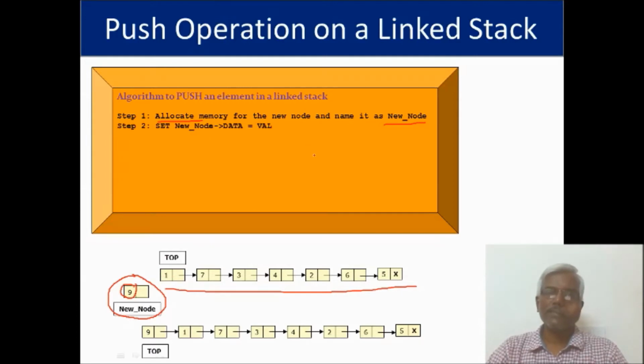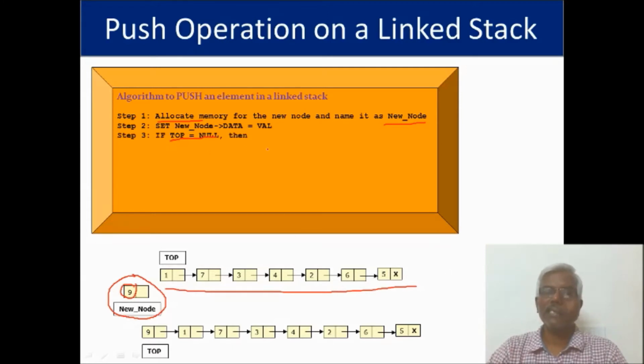Then what next? Now this is a push operation, so there are two possibilities. If initially the stack is empty, at that time we have to perform differently. If the stack is already available, at that time we have to perform differently. So here there is an if else statement. How can we identify whether the stack is empty or not? We already said in the previous slide what the empty condition is: if top is equal to null, this is the condition for stack is empty.